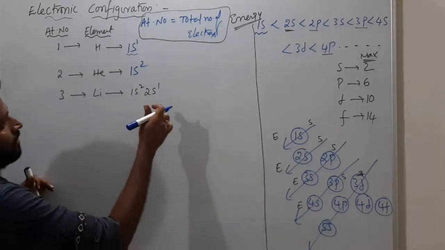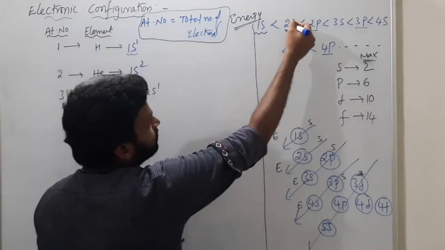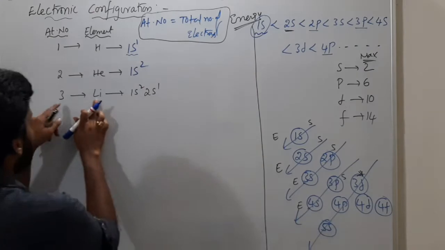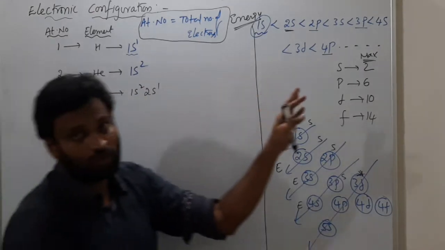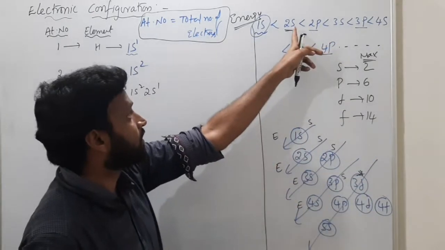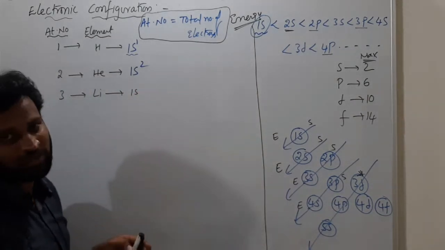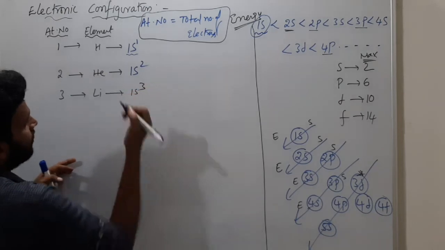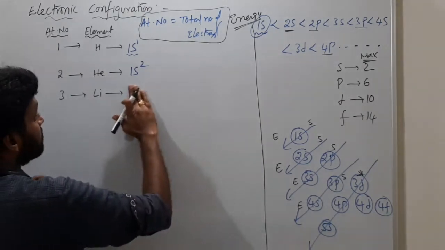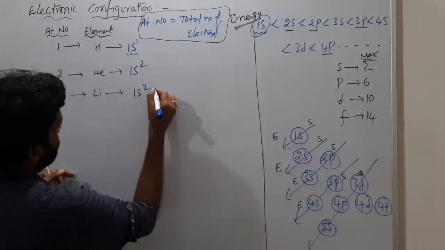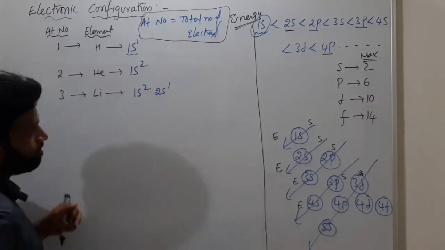Because the third electron must enter into 2s, since 1s can have a maximum of 2 electrons, and lithium's atomic number is 3. Why not write another subshell, or 1s3? No, because s can have a maximum of 2 electrons only. So 1s2 and 2s1. Got it?